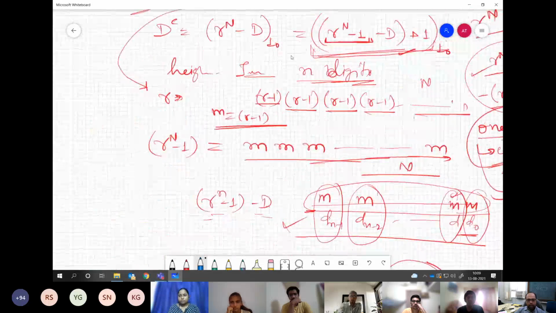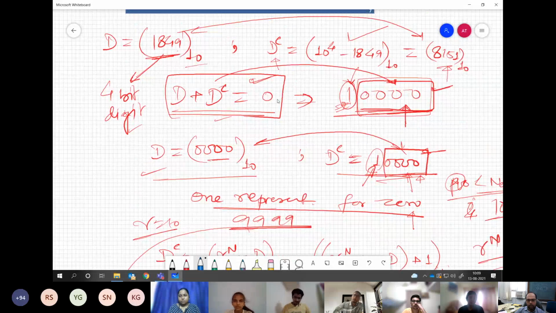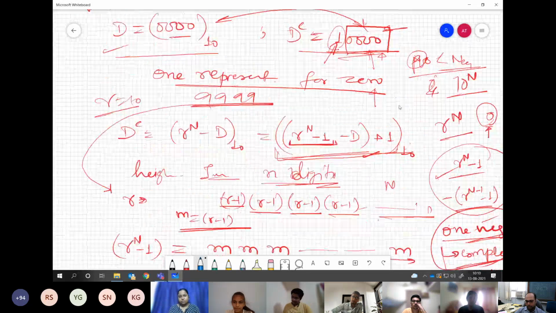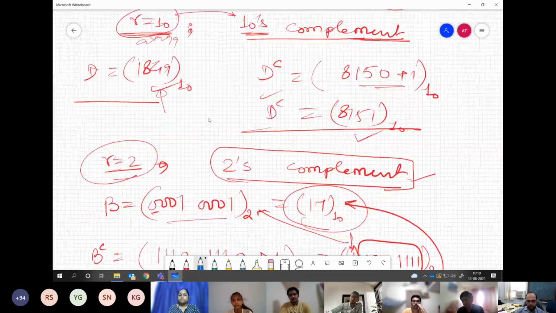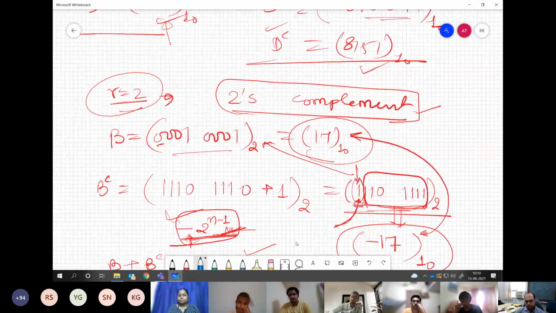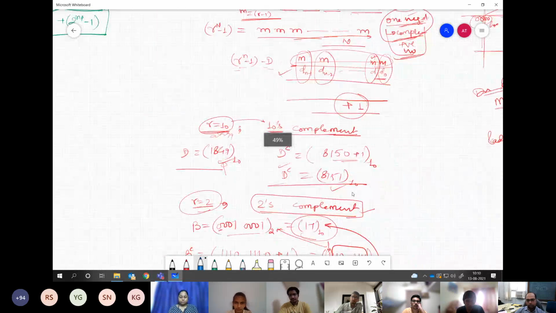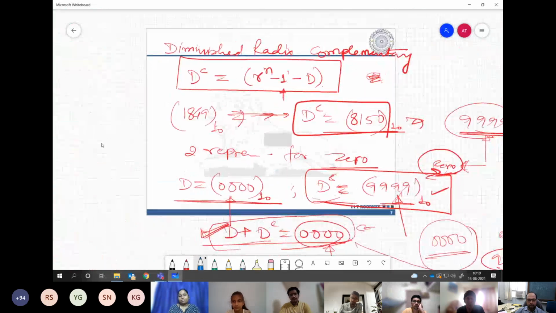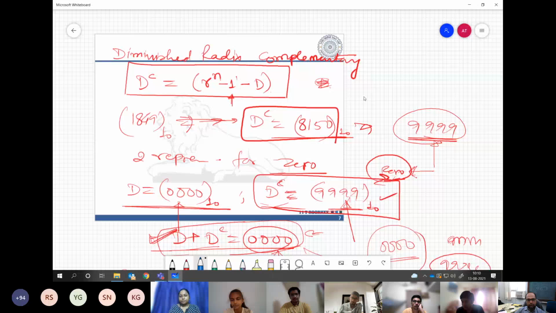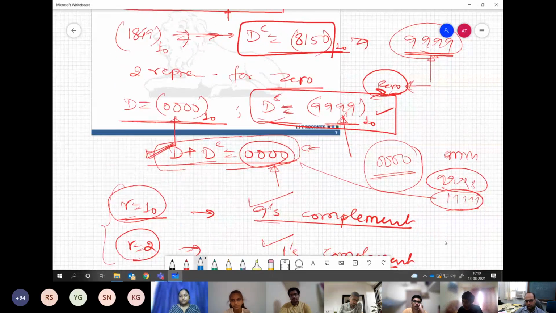In any complement system, it must fulfill this condition: if you add the number to its complement, it must add up to 0, apart from all the extra bits which are generated as carry forward. This rule must be followed in every complementary system. Depending on the complementary system, we may have a unique representation for 0 or multiple representations. For the radix complementary system, there is one unique representation, whereas for the diminished radix complementary system, there are 2 representations for 0. All this we have seen.